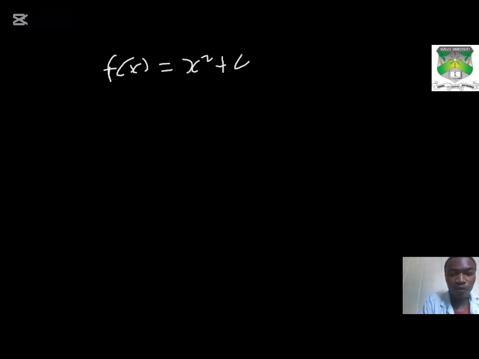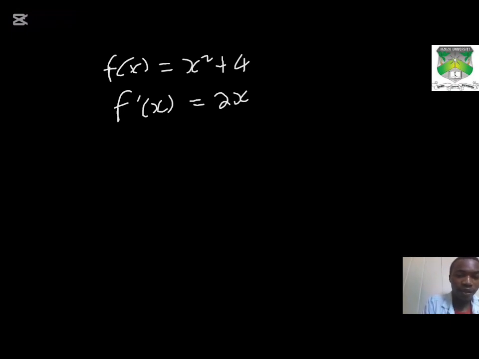Let me write a function that we can differentiate. Let us assume that we have the function f of x equal to x squared plus 4. Once we differentiate it, the differentiation of f of x will give us 2x. Once we integrate it, let's say we want to integrate this one.